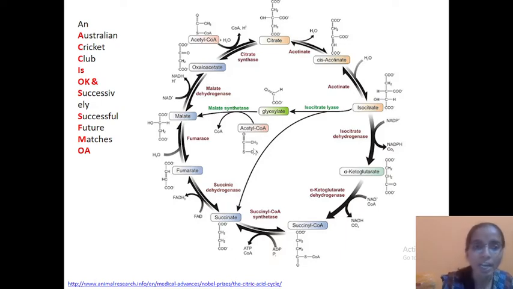Now, this simple trick is not designed by me, but when I was studying this cycle, I got this trick and I still remember it. So we also have to remember this trick so that we can draw this cycle in a very easy manner.